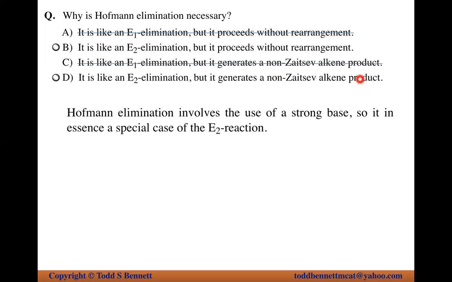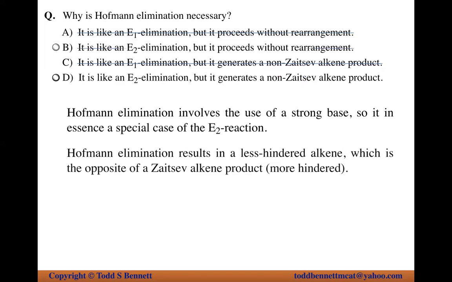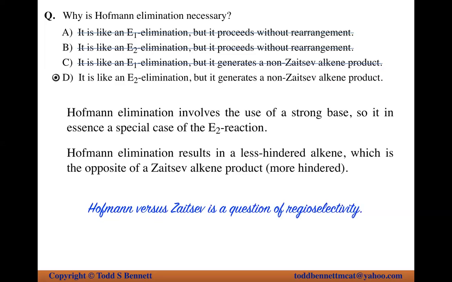You're trying to do it because you want a non-Zaitsev alkene. You want the Hofmann product. The Hofmann, you want the one that's less substituted. So Hofmann versus Zaitsev is a question of what they call regioselectivity. It chooses the less substituted region of the molecule to form the double bond. Okay, so hopefully that makes some semblance of sense.